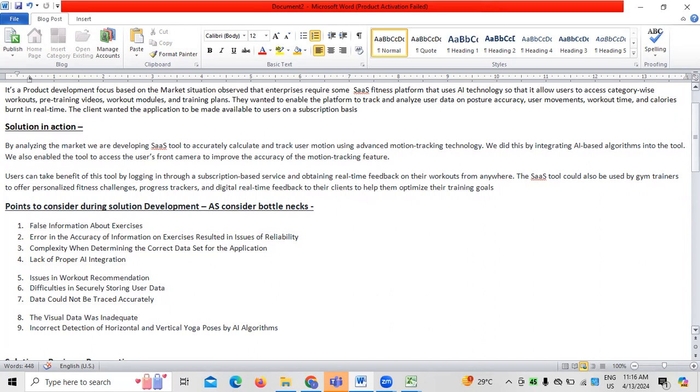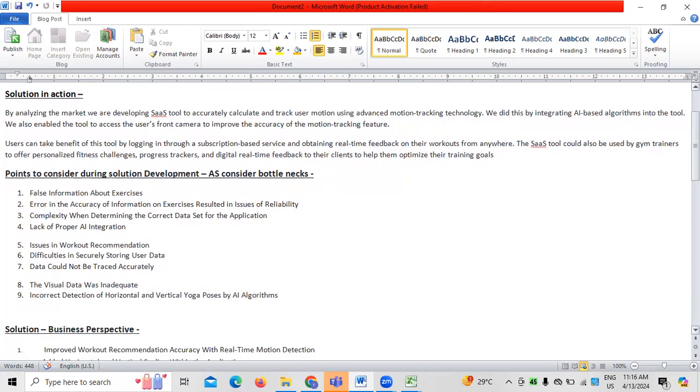So that it will be offered to the clients: personalized fitness challenges, progress trackers, and digital real-time feedback to help them optimize their training goals. Now, during the development phase, what kind of bottlenecks have we faced so far, and what are the considerable points to be understood?